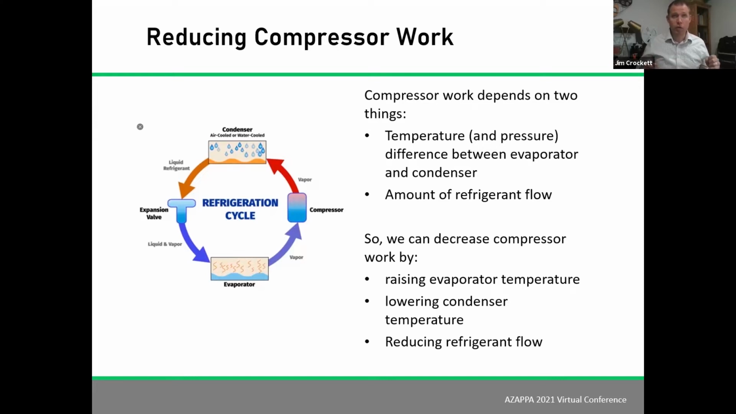And so the amount of work done by the compressor depends on two things. One of them is the difference in pressure between the low side and high side of the system. What's the pressure difference between your evaporator and your condenser? And the second thing is the amount of refrigerant that it has to compress. How much refrigerant is circulating through the system? So knowing that, there are two ways to decrease the amount of compressor work.